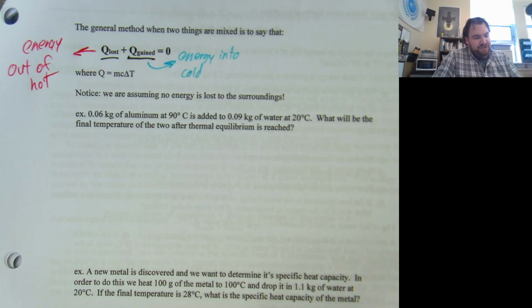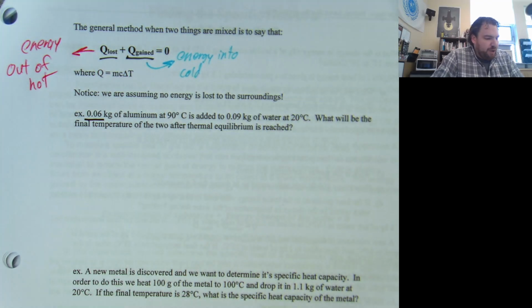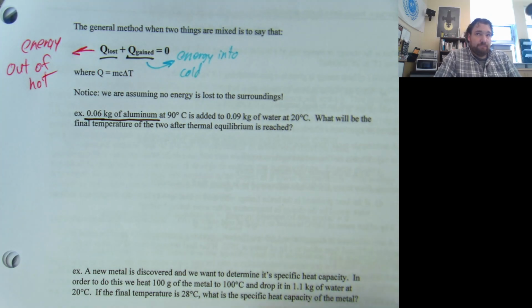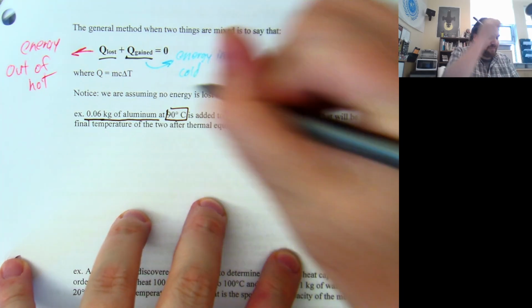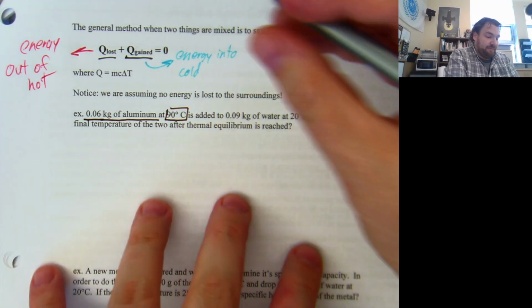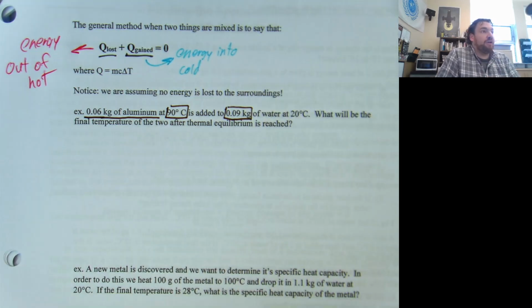And this is what it's going to look like. A typical question for this could be, you have 0.06 kilograms of aluminum. You heated it to 90 degrees. That is the current temperature of the aluminum. You added it to 0.09 kilograms of water. So that's 90 milliliters of water. That is 2 tablespoons of water.